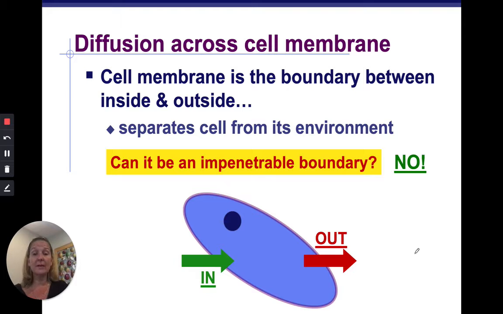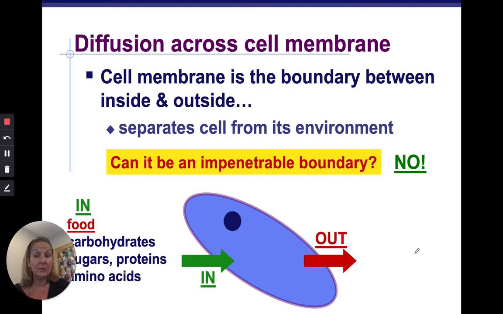So what do we want in and what do we want out? What we want in is food or nutrients, typically in the form of glucose for the cell to use to make ATP. Carbohydrates can be the food, which are sugars, proteins, even lipids. We want amino acids in so that we can build our proteins. We also want salts, because salts are an important part of homeostasis. We want oxygen and we want water.